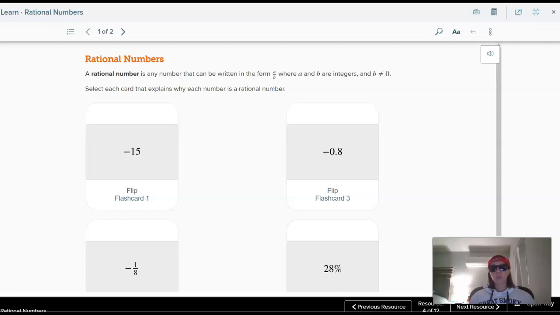So today we're talking about rational numbers. This should be a pretty short section. We're just going to talk about a rational number and what it is.